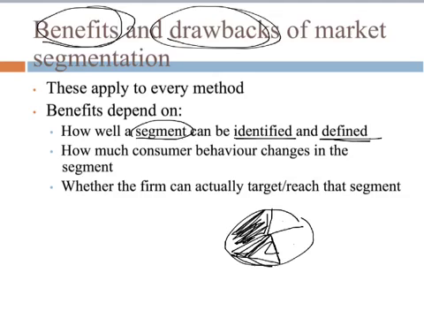And also, just because we recognise and we can identify and define what these segments are, and that we know what their behaviour is in these segments, we still have to be able to target them or reach them. So just because we know who our segments are doesn't mean we can automatically target them.